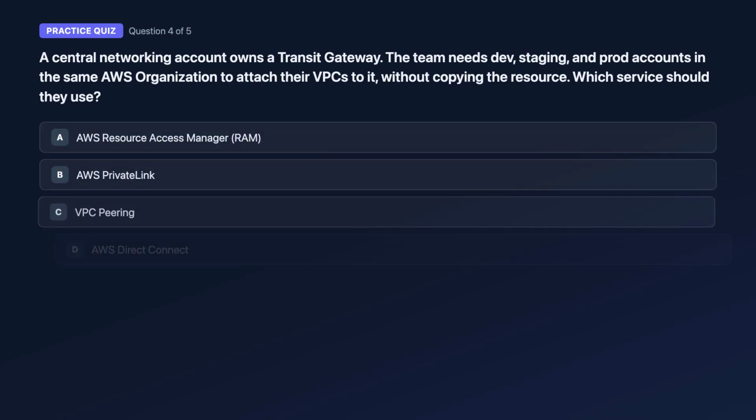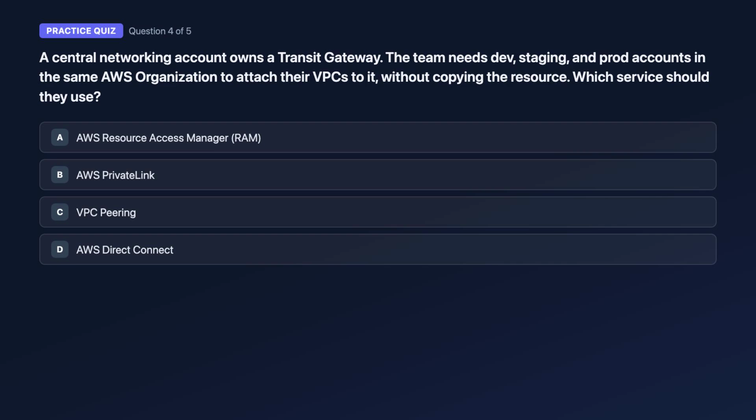Question 4. A central networking account owns a transit gateway. The team needs dev, staging, and prod accounts in the same Amazon Web Services organization to attach their VPCs to it, without copying the resource. Which service should they use? A. Amazon Web Services Resource Access Manager, or RAM. B. Amazon Web Services PrivateLink. C. VPC peering. Or D. Amazon Web Services Direct Connect. Got your pick? Let's see.